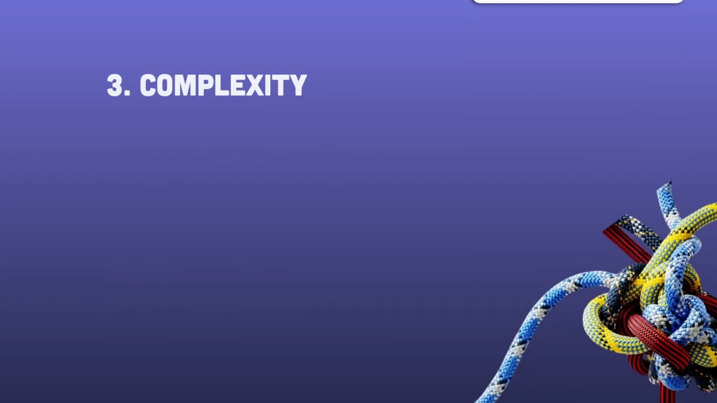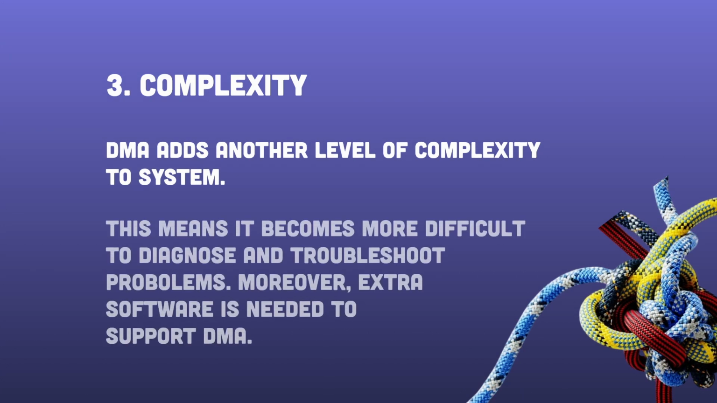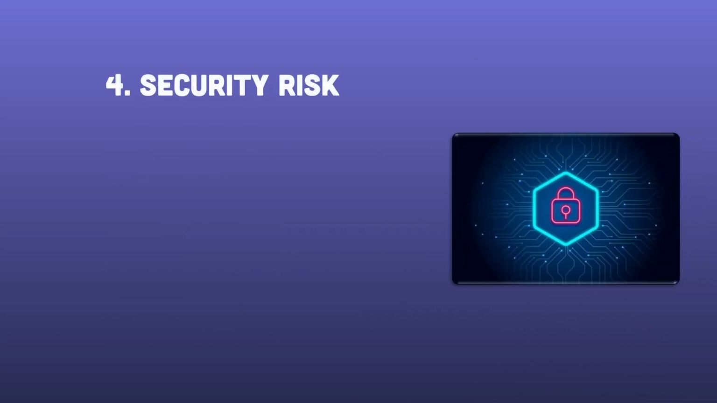Third disadvantage, complexity. Direct memory access can be complex, especially in systems with multiple processors or in distributed systems. This is because data may need to be synchronized between multiple processors or nodes, which can cause delays and errors. For example, in a distributed database system, multiple nodes may need to access the same data simultaneously, which can cause conflicts and inconsistencies. The fourth disadvantage is security risk.